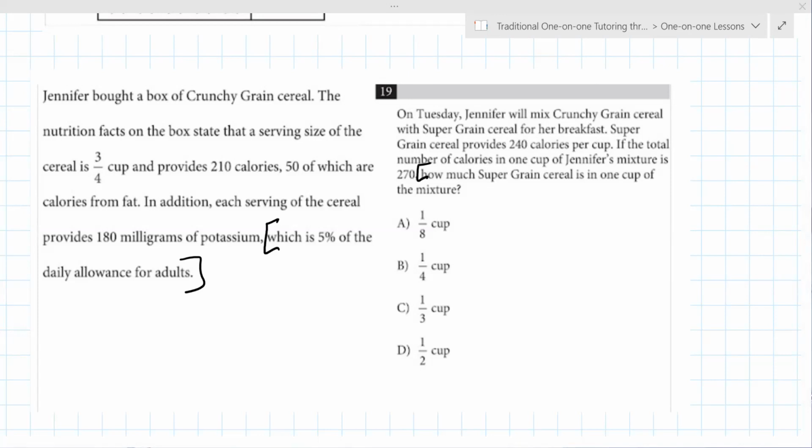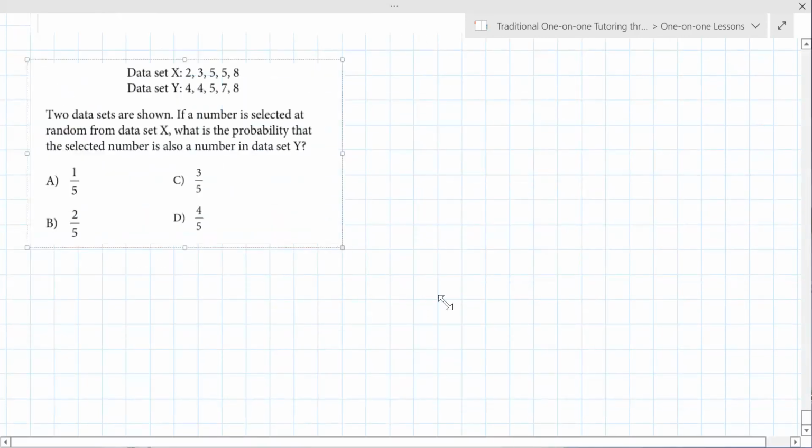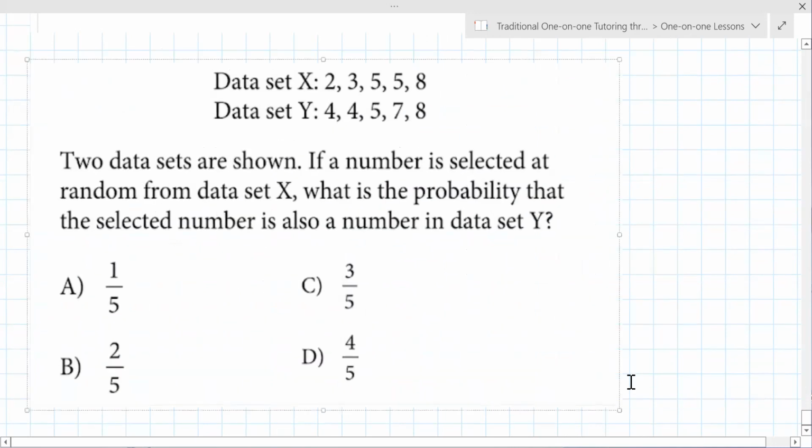All right, this will be our last question here. It's just totally something a little bit different. I'm sorry for giving you that question. That was not a good one. Okay, 2 data sets are shown. Data set X and data set Y. If a number is selected at random from data set X, what is the probability that that number is also in data set Y?